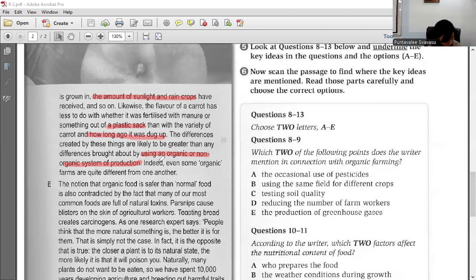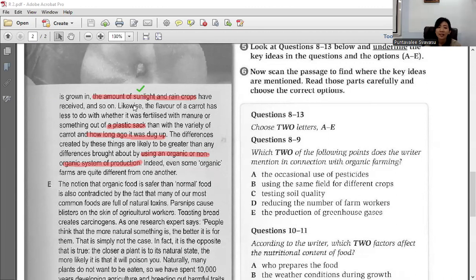Okay, choice B, the weather conditions. It's like the amount of sunlight and rain that crops have received. So sunlight and rain, this could be the weather. So choice B is correct. Then choice C, where the food has been stored.